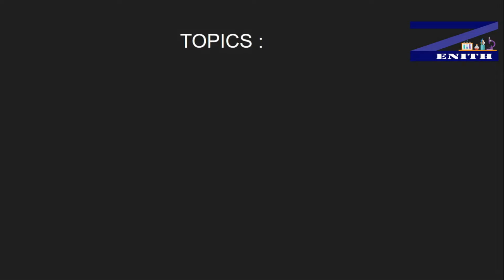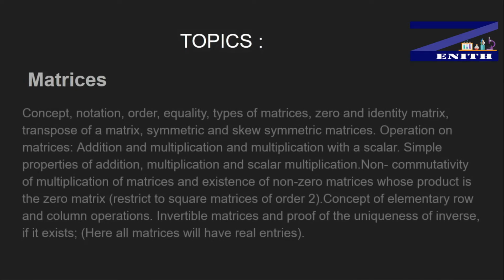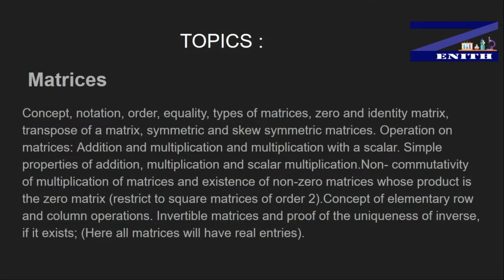Basically, if you see the Unit 2 topics decided for matrices, first of all: concept, notation, order, equality, types of matrices, zero and identity matrices, transpose, symmetric and skew symmetric matrices, multiplication, and difference operations we will see. Regarding this, scalar multiplication we will also see, and the concept of elementary row and column operations. So there are different types of topics in matrices that we will see.